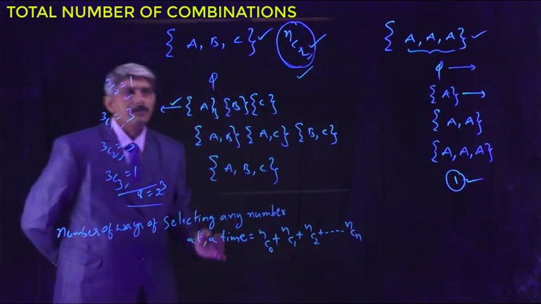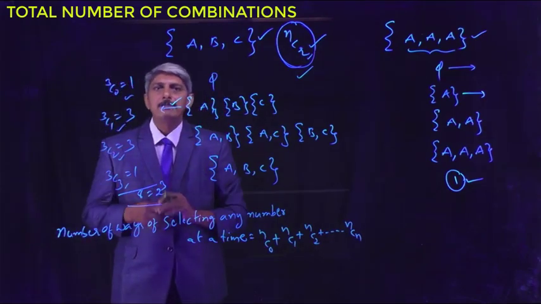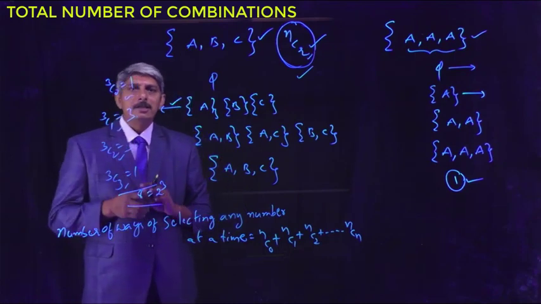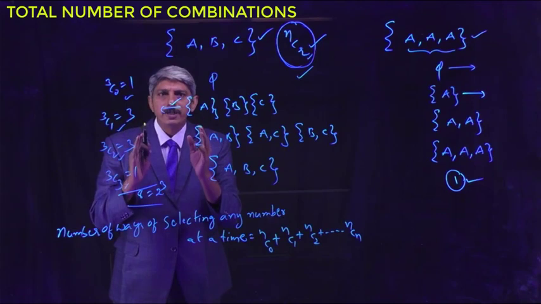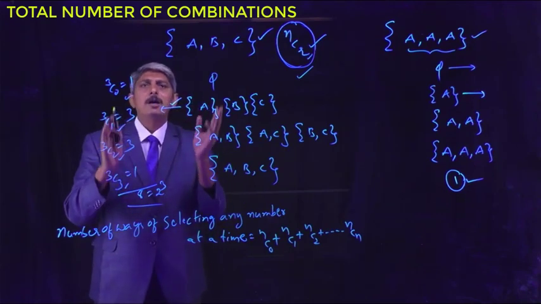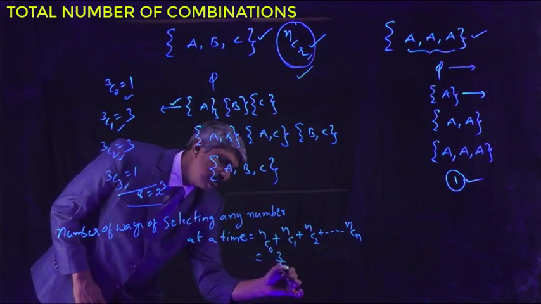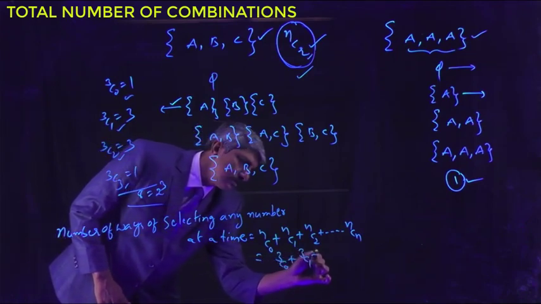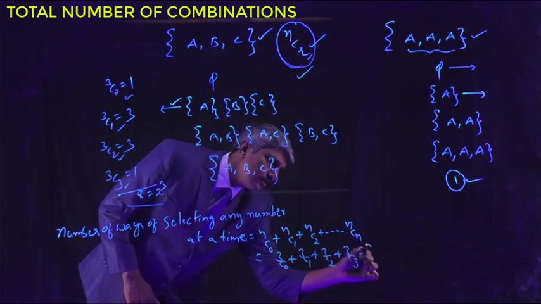Therefore, either 0 things, nC0, 1 thing, nC1, 2 things, nC2, and so on up to nCn. For the given problem, how many objects does it contain? There are 3 objects. How many cases arise? Either 0 elements, or 1 element subsets, or 2 element subsets, or 3 element subsets. So this is equal to 3C0 plus 3C1 plus 3C2 plus 3C3, which is equal to 8.